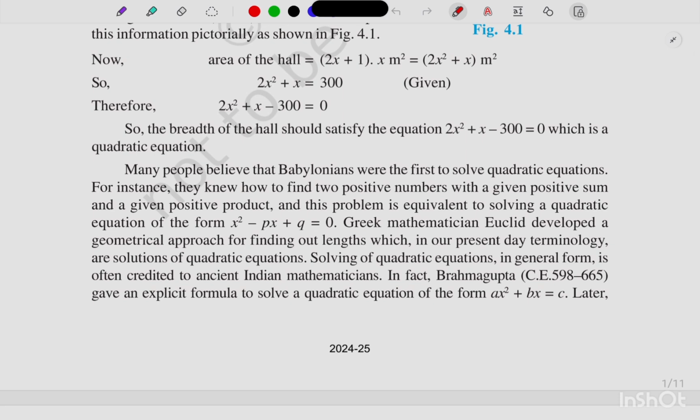So the breadth of the hall should satisfy the equation 2x square plus x minus 300 is equal to 0, which is a quadratic equation. Now what do the textbook mean by satisfy the equation? See, there's a value of x, and when I put this value of x in this equation, then 2x square plus x minus 300 will be equal to 0, and we are supposed to find what that value is. So I think the answer is like 12.5. We'll check how to do this later on in this chapter, but we will definitely see how to do this.